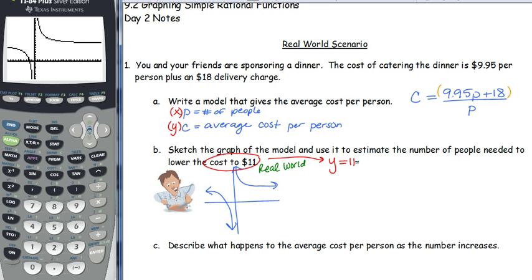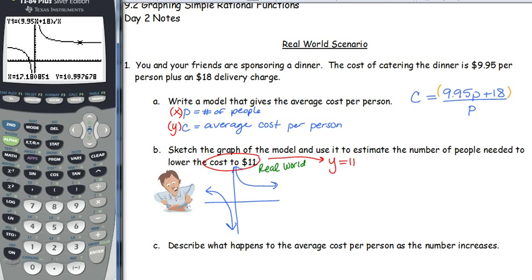So there's a couple different ways we can do this. We can try tracing. So we trace and we keep on going until we find our Y to be 11. Oh, our cost is going up. We're going the wrong direction. Keep going, keep going. We're getting closer, getting closer. Alright, so we know it's going to be around 17.